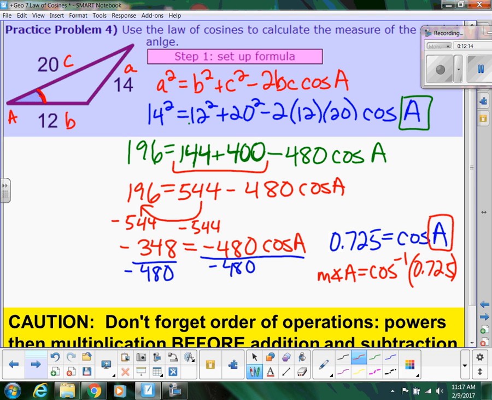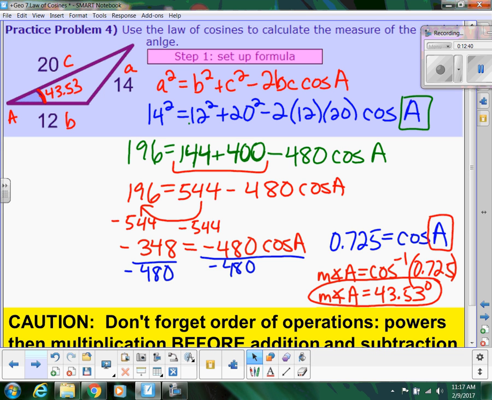All right, so inverse cosine of 0.725, and I'm getting the measure of angle A is equal to 43.53. All right, so that's what we know. We know that that angle right there is 43.53.